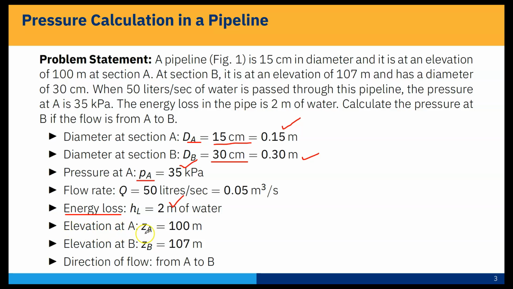Elevation at A, ZA, is given as 100 meter. Elevation at B, ZB, is given as 107 meter. The direction of flow is from A to B. So these data are given.